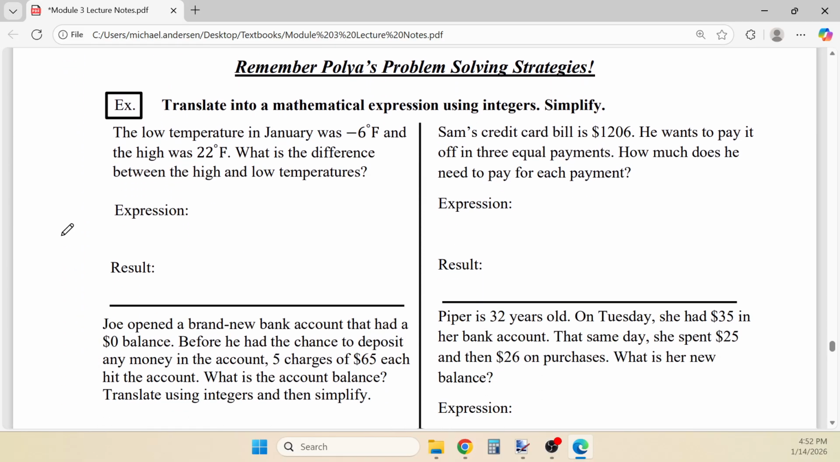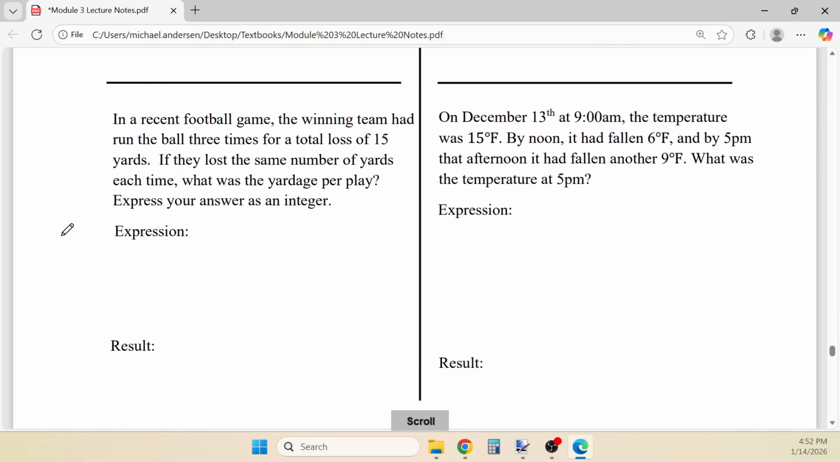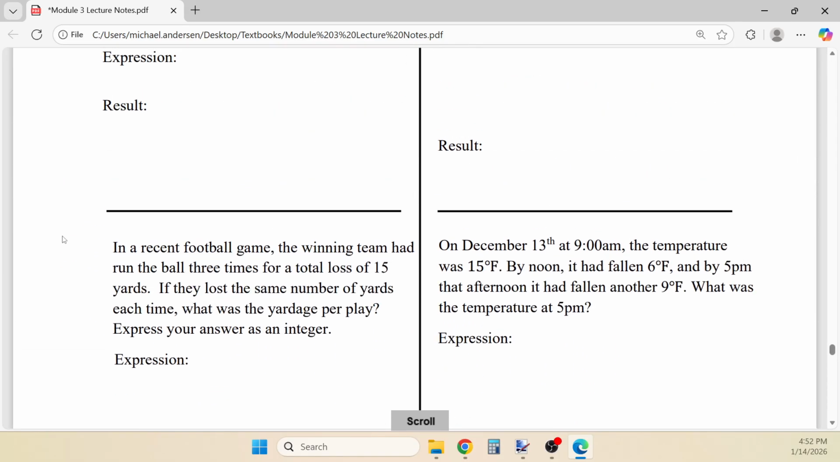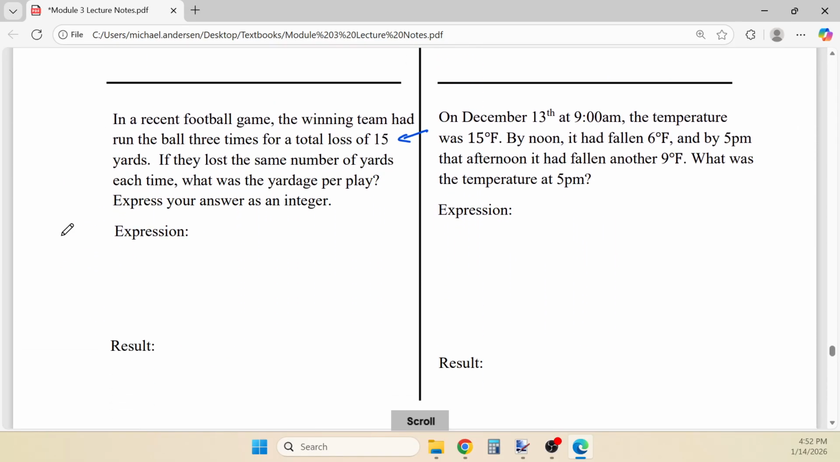Okay. Remember Polya's problem-solving strategies. So let's look at these. Looks like this one might be the longest problem, so let's do this one right now. We have a question and we have a command. So let's read both of these. If they lost the same number of yards each time, what was their yardage per play? So each time makes us think division because we're taking something and splitting it up into each time. We're splitting up into groups that are the same size. And we're going to express our answer as an integer. So we can do that.